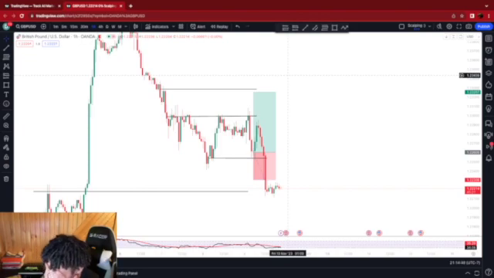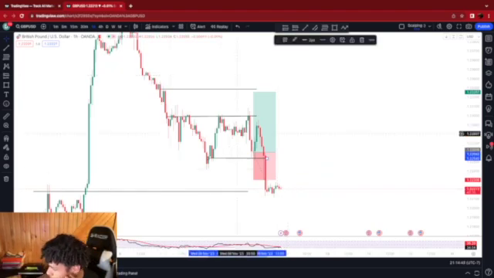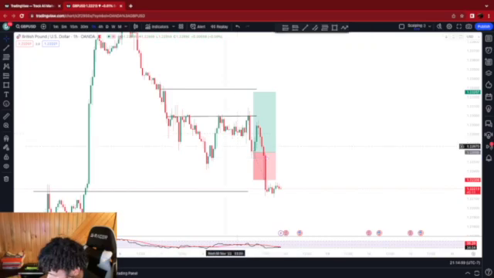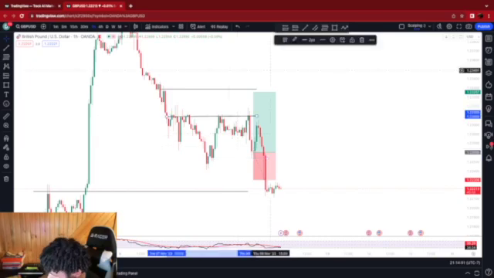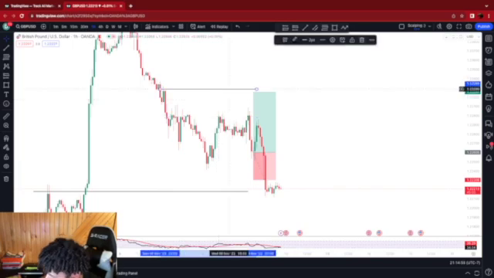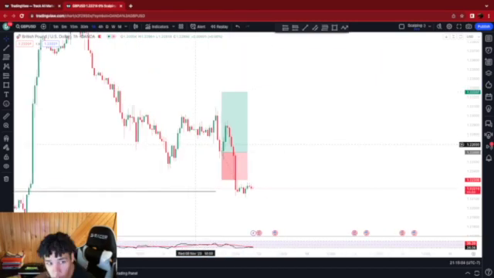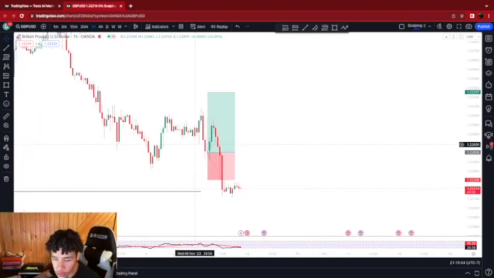Overall for GBPUSD, I'm gonna keep this zone. I'm gonna keep that line, but everything else can go just because it's not as important anymore. We'll go ahead and get rid of that one too, because after the pattern has performed, a break of structure after the pattern is not important.